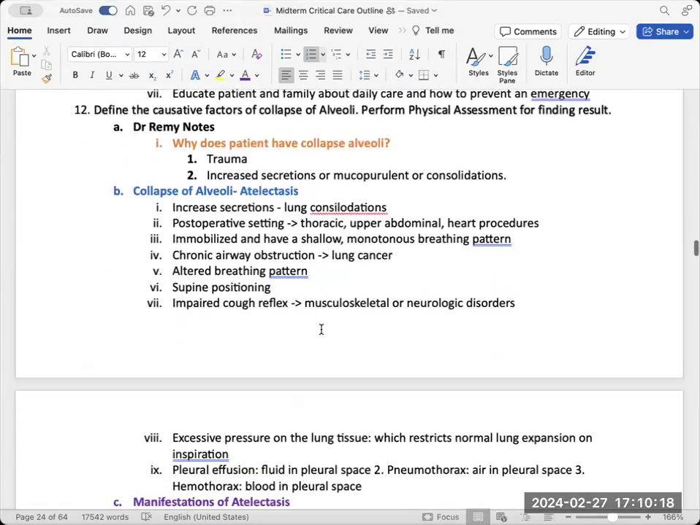Okay. Now, I think this question kind of got molded into one of the other questions, and that's why it's separated. And it says, define the causative factors of collapse of the alveoli and perform a physical assessment for the results. So for Dr. Remy, she said, well, why does a patient have collapse of the alveoli? She said it could be due to trauma, right? It could also be due to increased secretions, also called mucopurulent, also called consolidations. Those are all different terms to basically say increased secretions.